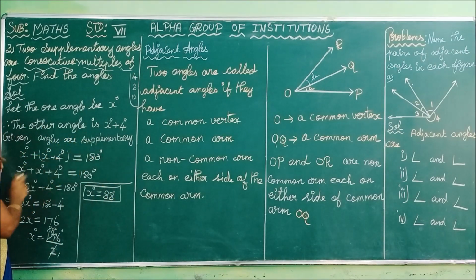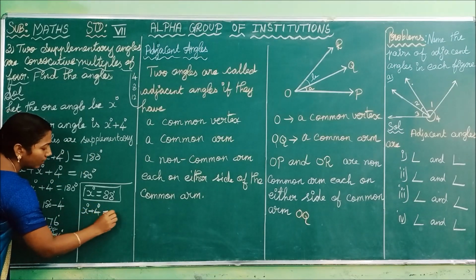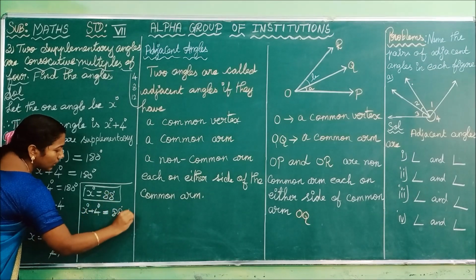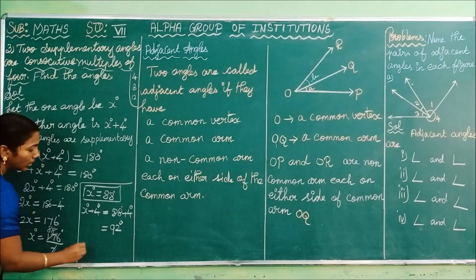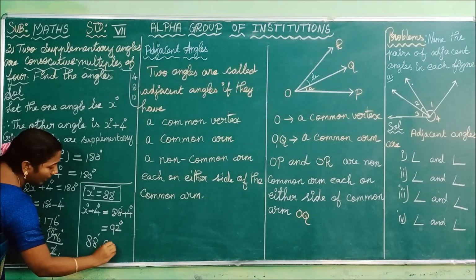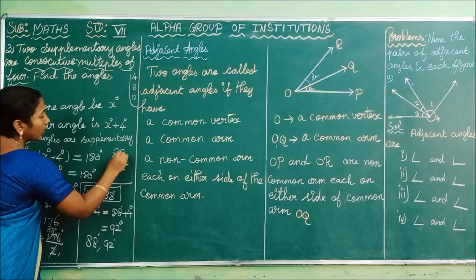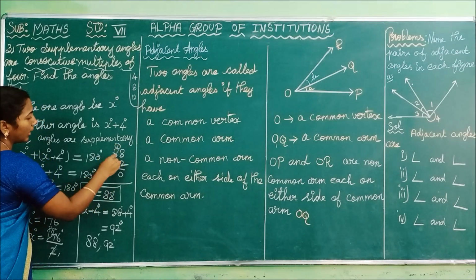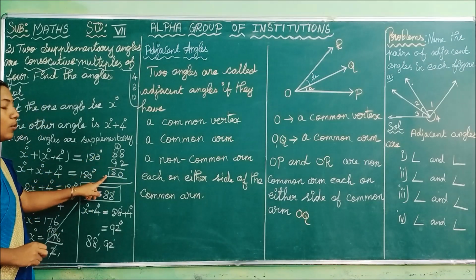And what is the next angle? x plus 4. So, what is the value of x? 88 plus 4. So, what is the answer? 92. So, therefore, the two angles are 88 and 92. Now, add the two angles, 88 plus 92. 8 plus 2, 10. Remainder 1, 9 plus 1, 10. 10 plus 8, 180. Thus, the sum of the two angles gives 180 degrees.